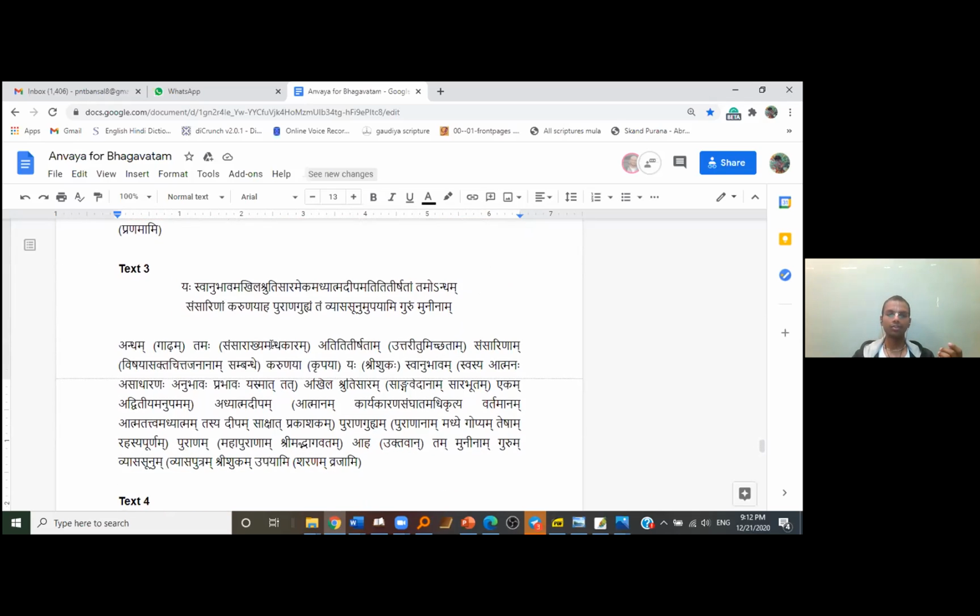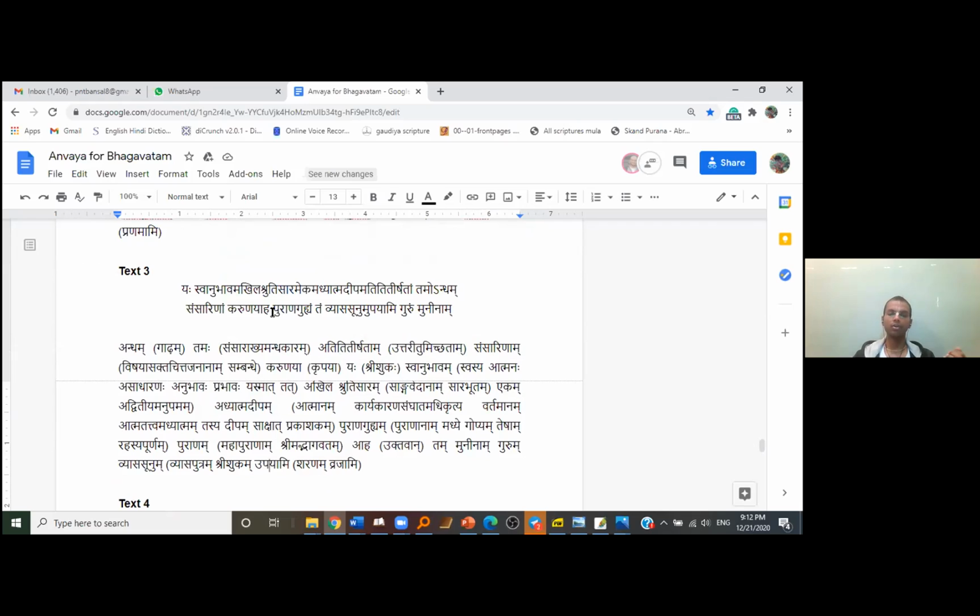So yes, this was another Mangalacharan verse for Srila Shukadeva Goswami. Plus it was also an elaboration of the qualities of Srimad Bhagavatam with Ekam, Akhila Shruti Saram, Swanubhavam, Adhyatma Deepam, and Purana Guhyam. We had 5 Visheshanas for Puranam. So quite a nice verse. So yes, anything to be discussed here? So otherwise we'll stop here.